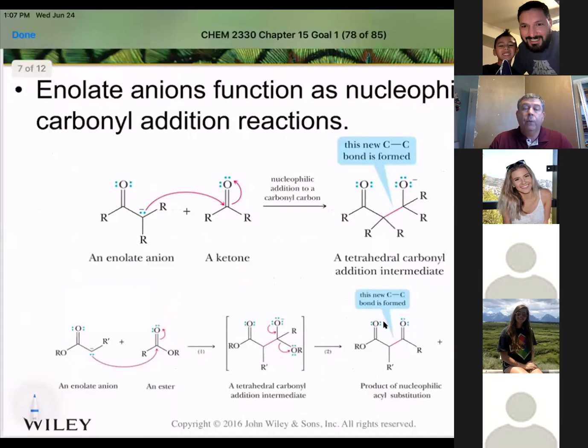So once we form that anion, we can now use it as our nucleophile. Those electrons here are our Lewis base.